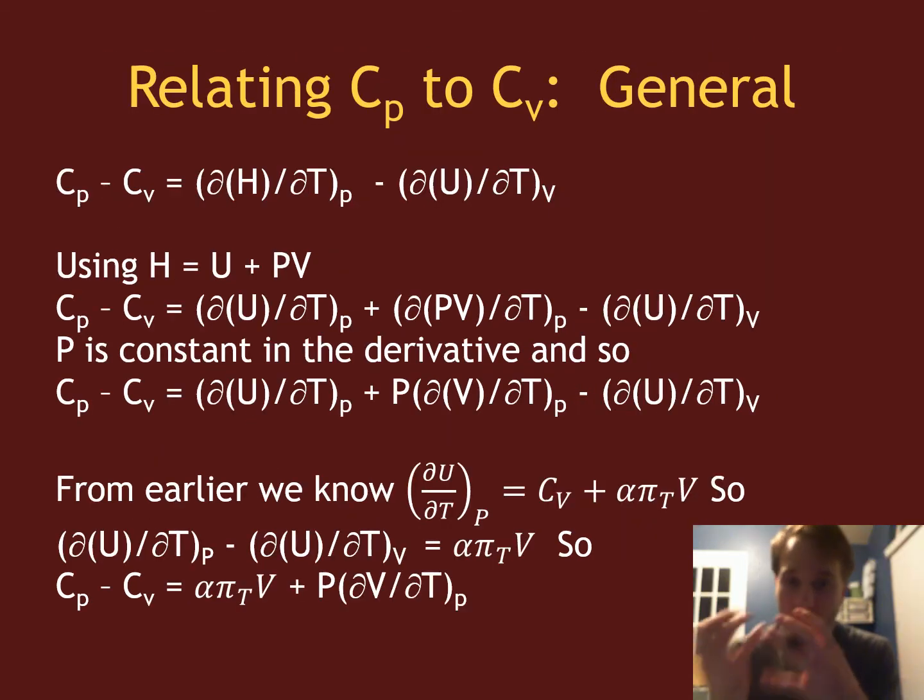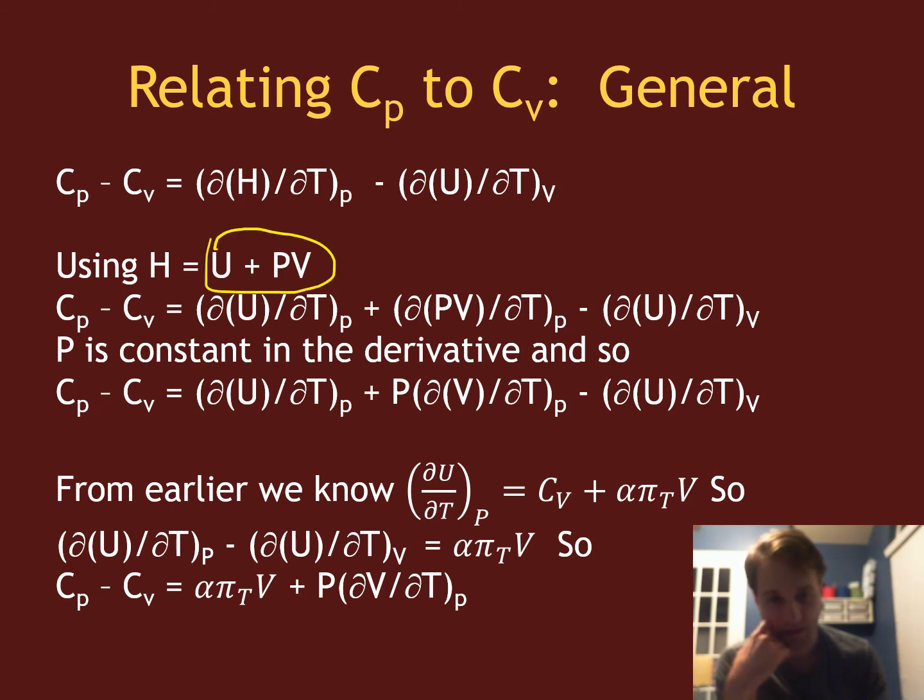So finally, after all of this, we can look at how CP and CV are related. We start off with the definitions of CP and CV, and then we plug in for enthalpy. We plug in the fact that enthalpy is defined as the internal energy plus PV to get del U del T under constant pressure, plus del PV del T under constant pressure, minus del U del T under constant volume.